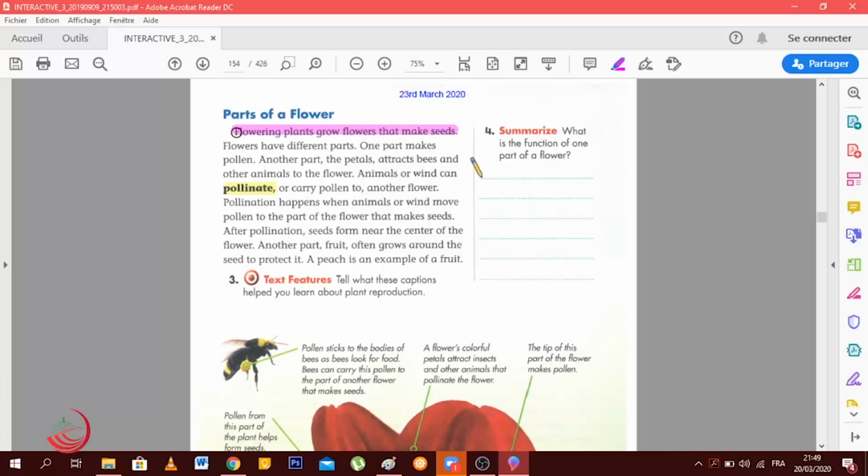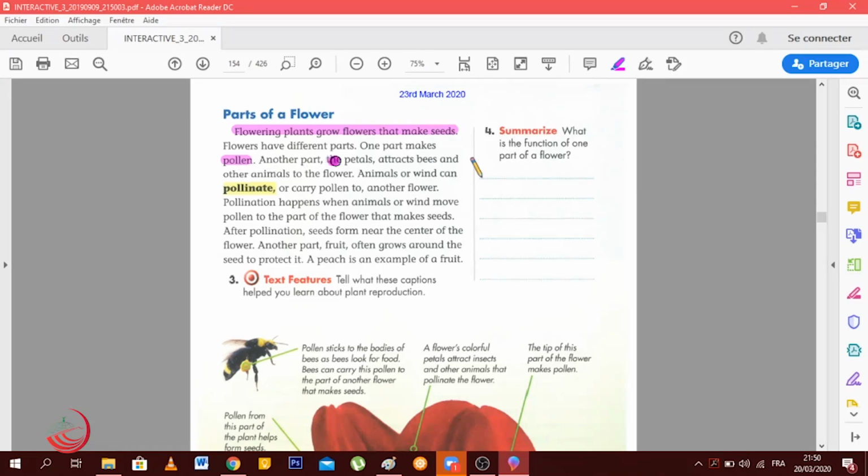So how do flowering plants make seeds? The flowers of the flowering plants make seeds. Okay, so flowers have different parts. So if I am highlighting in my book, you also highlight or underline in your book. Okay, flowers have different parts. As we saw here, there are many parts in a flower. One part makes pollen. We're gonna see what is pollen. So there is one part of the flower that makes pollen.